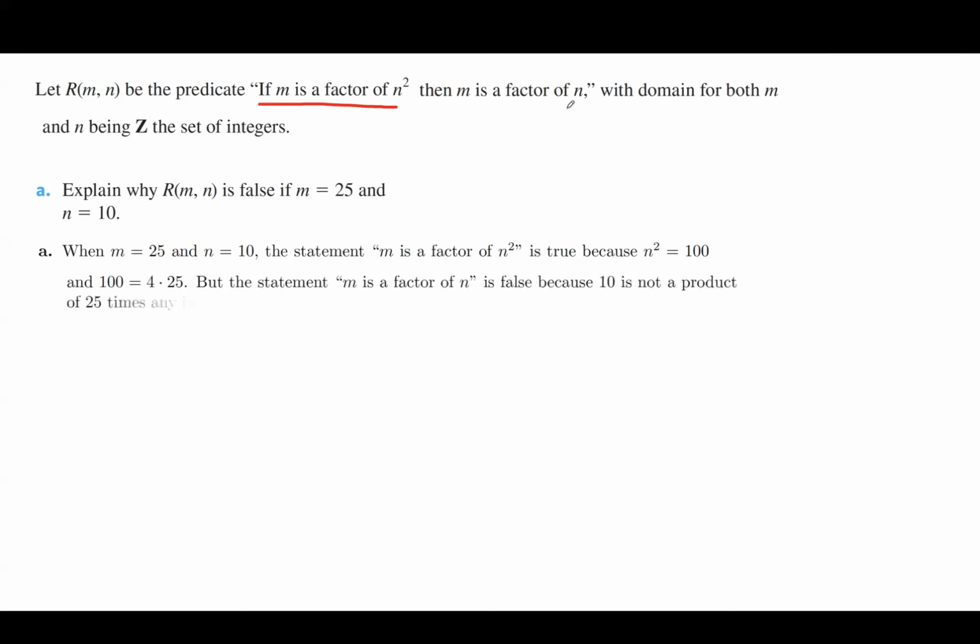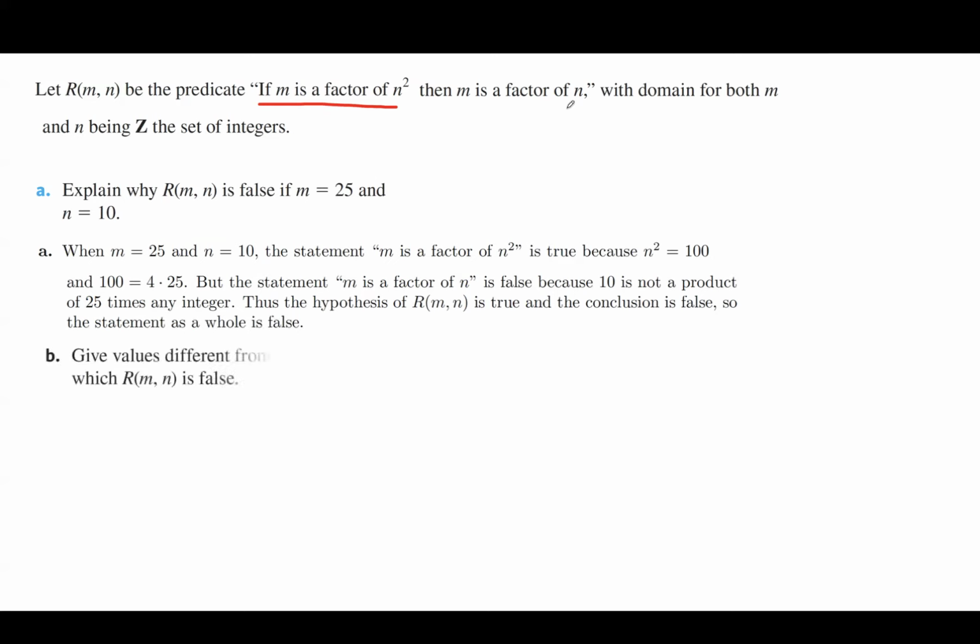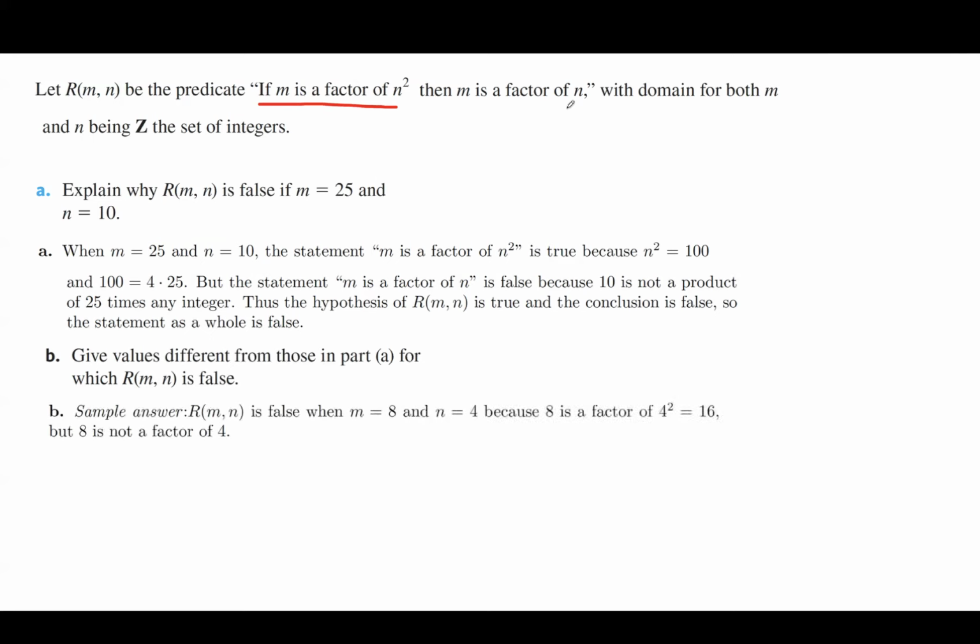You can find other examples. It doesn't have to be 25 and 10. You can find other values and show that this is not unique. So there are other counterexamples. Like what? Well, you can plug in 8 for m and 4 for n. So 8 is indeed a factor of 4 squared or 16. There is no issue there. 16 can be written as 2 times 8, but 8 is not a factor of 4. So the second part of this statement is not satisfied. So this statement in general is false.